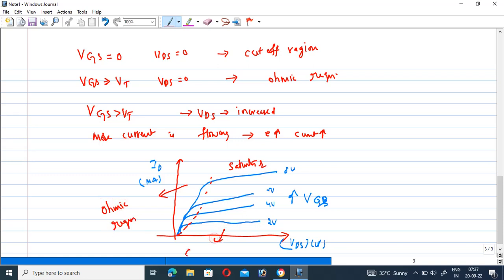This is generally called the cutoff region. Why is it the cutoff region? At this point, the corresponding drain current is zero, and the VDS voltage is also very low. That is, when VGS is less than VTH, no channel exists. No channel means no current, so it acts as a cutoff region. Now we will move on to some more details regarding the ohmic region.